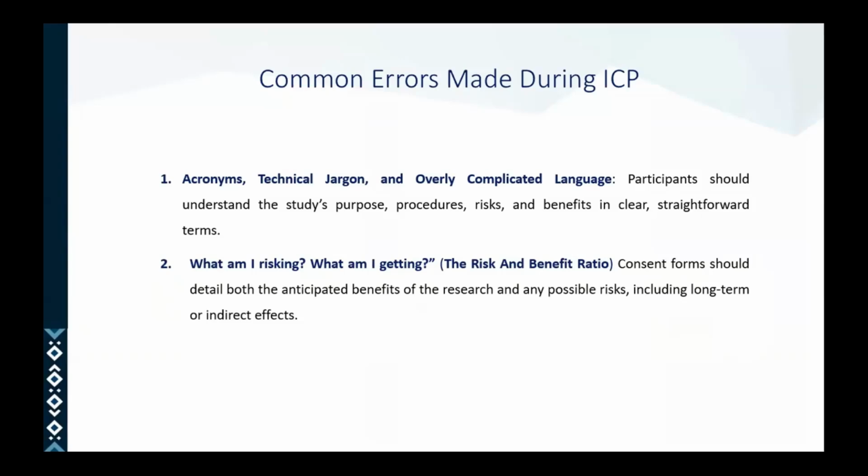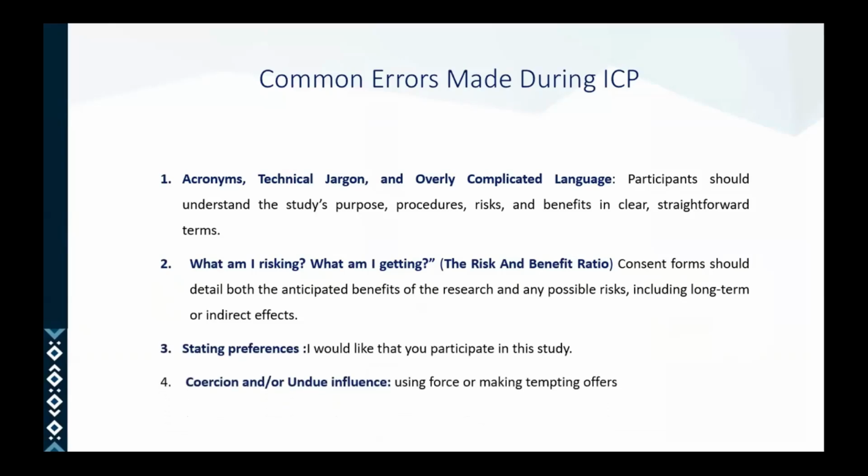So the consent forms should detail both the anticipated benefits of the research and any possible risk, including long-term or indirect effects. Sometimes we state preferences. For example, I would like that you participate in this study. You know, in so many settings, many patients just believe that what the doctor says is right. And when they come and see you in your uniform in a hospital setting, they believe that whatever you're telling them is right. So they do not even have the right to refuse. That is why you have to emphasize the fact that participation is very voluntary. So do not make them think that you can influence them somehow. No, clear that off. So do not state any preference.